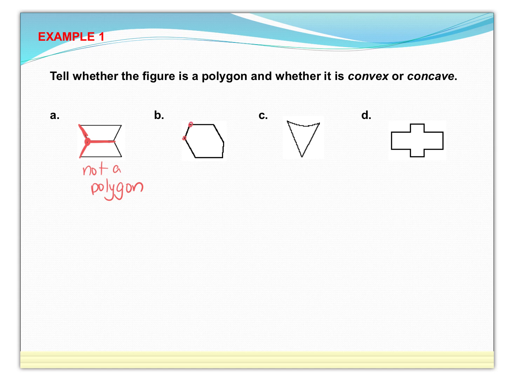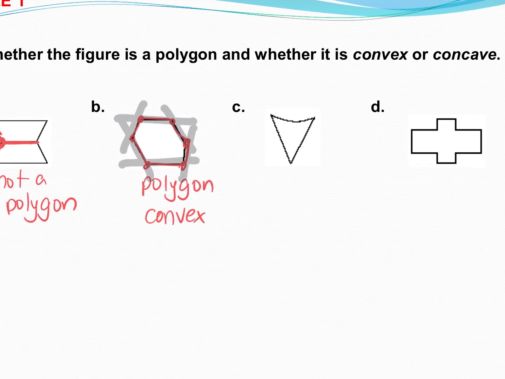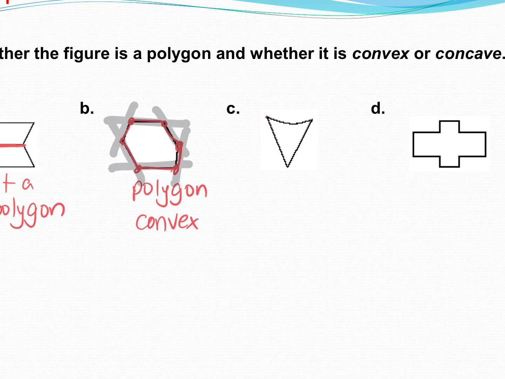This one here, here are my endpoints, and each endpoint or vertex only has two non-collinear lines attached to it. So this is definitely a polygon, and this is definitely a convex polygon, because when I do my lines, none of them go into the interior. This shape here, this is very hard to see, but this is actually a curved surface here.